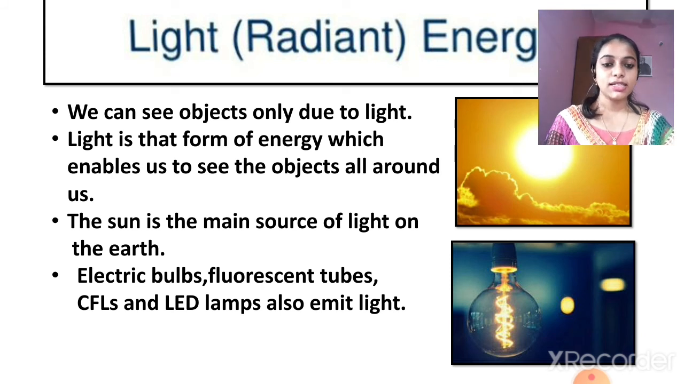The sun is the major source of light. Electric bulbs, fluorescent tubes, CFLs and LED lamps also emit light. So these are different examples of light energy, that is, things that emit light energy.